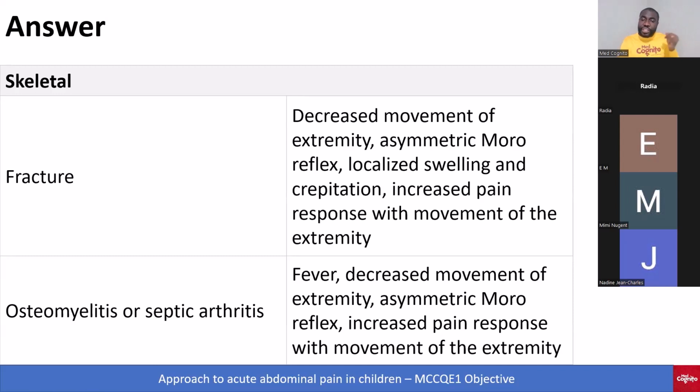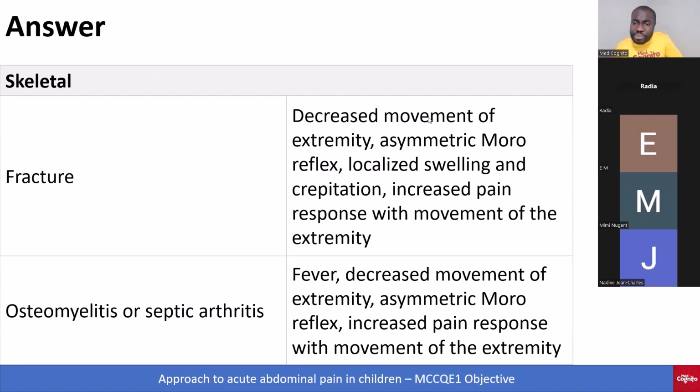Fever with decreased movement, asymmetric Moro. So you realize that osteomyelitis and fracture look similar. What will distinguish between them is when the examiner throws in fever, because all the features of osteomyelitis and fracture look similar. But then, how will I be able to tell on my question stem that this is osteomyelitis or septic arthritis? Boom. Fever with decreased movement of the extremity.